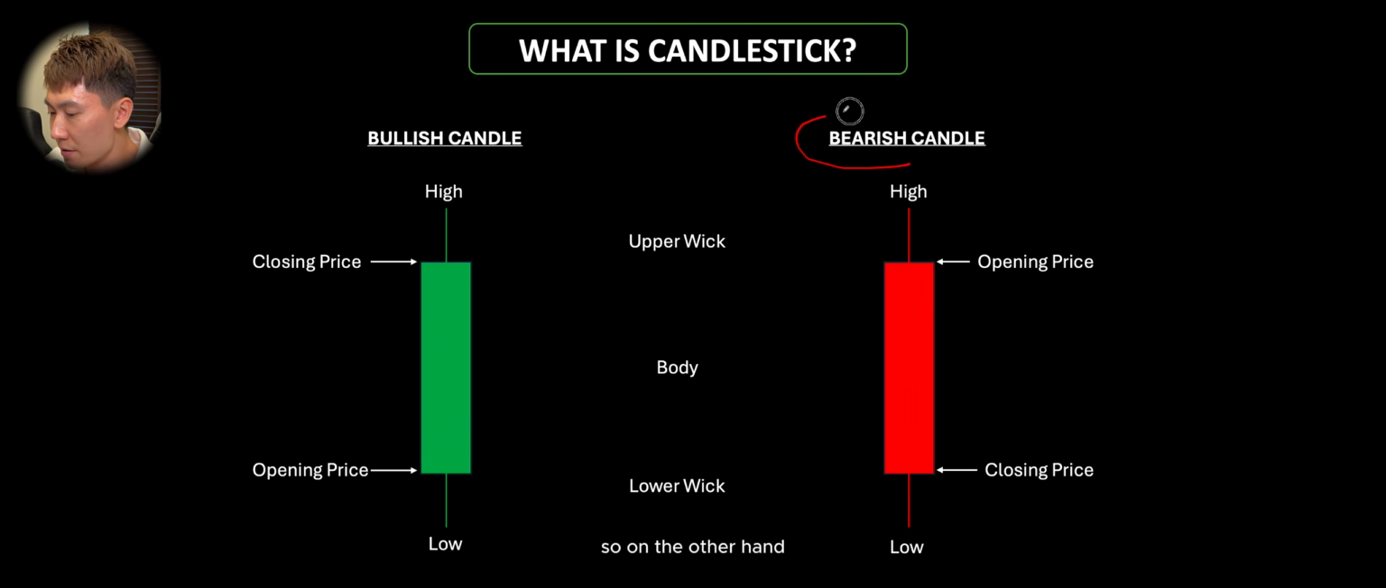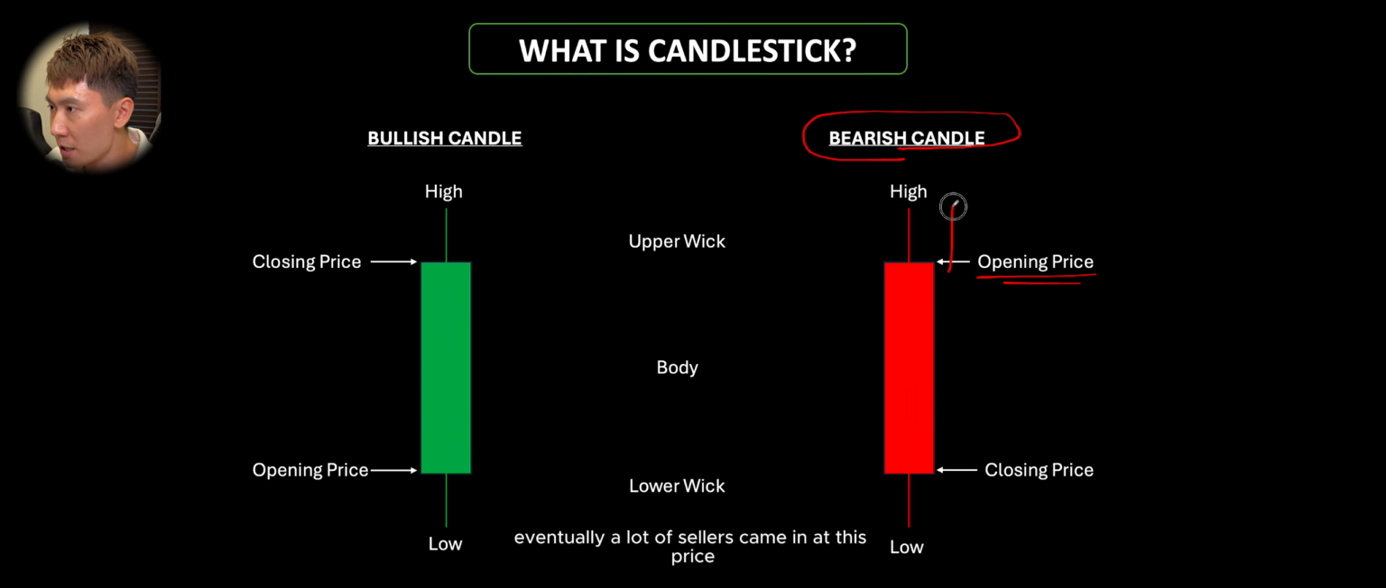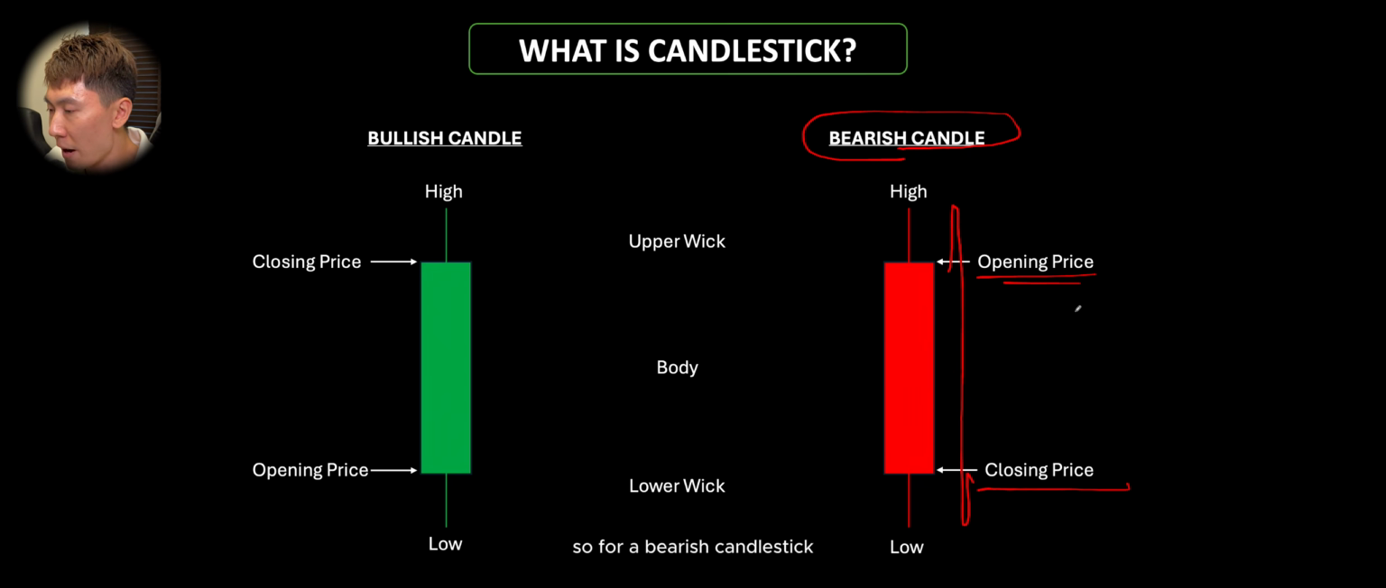On the other hand, the bearish candlestick is exactly the opposite of what we just discussed. The price essentially opens at the top of the body, and some of the buyers came in and pushed the price up to the wick high. Eventually, a lot of sellers came in at this price and pushed the price all the way back down to the wick low. And ultimately, some of the buyers came in and pushed the price to this closing price at the bottom of the body. So for a bearish candlestick, it's very obvious that sellers are much stronger than buyers. If we were to short a stock, we're always looking for a bearish candlestick breakout to the downside.